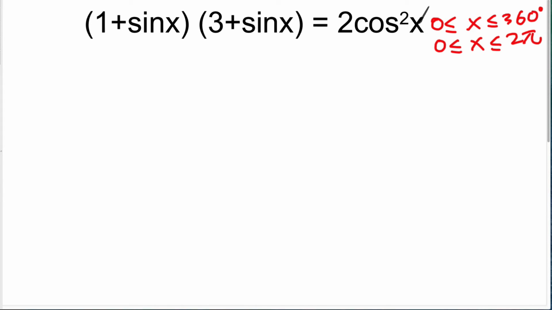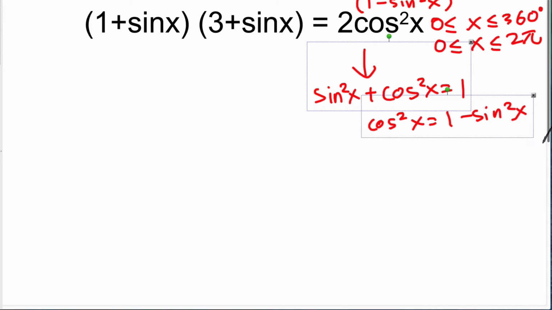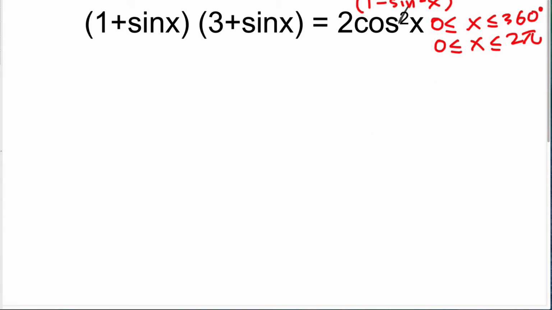However, the cos square, I know I can easily change to sine square based on this formula, isn't it? We know that sine square x plus cos square x equals 1. So therefore, cos square x equals 1 minus sine square x. So I can change my cos square x to this one. I'm going to write the bracket here, later I change this one to 1 minus sine square x. Okay, let me just delete this one. So you understand this one.